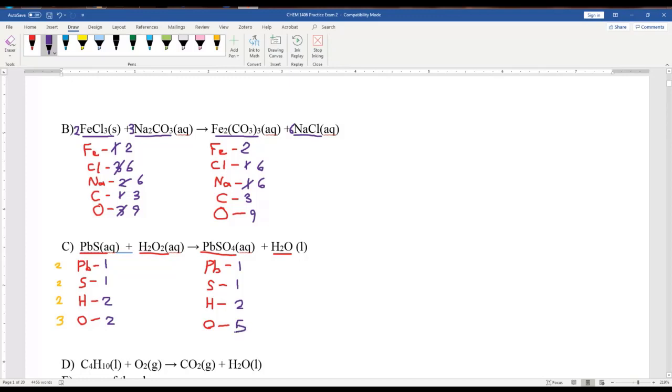5. Yeah, 5. Very good. So now I look at these and I went, okay, well, the only thing I have to balance is the oxygens.